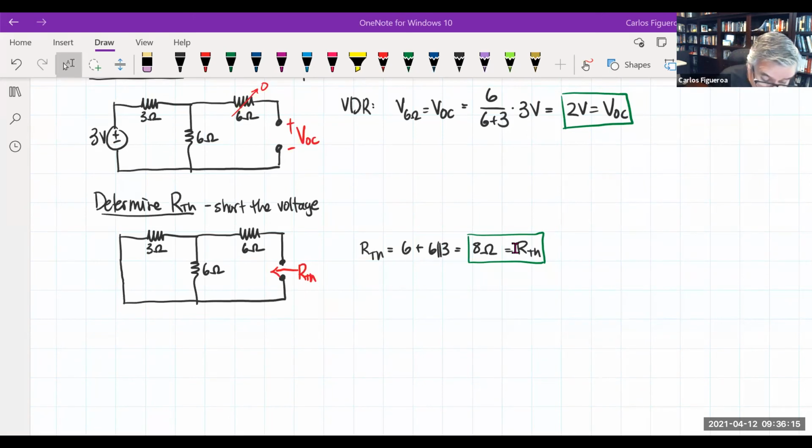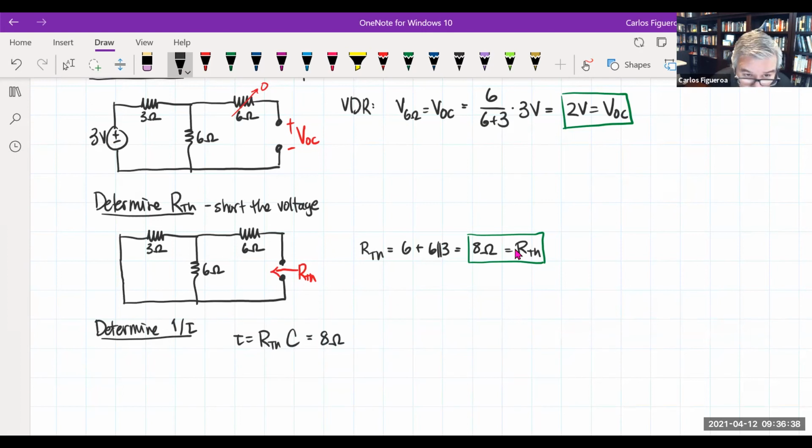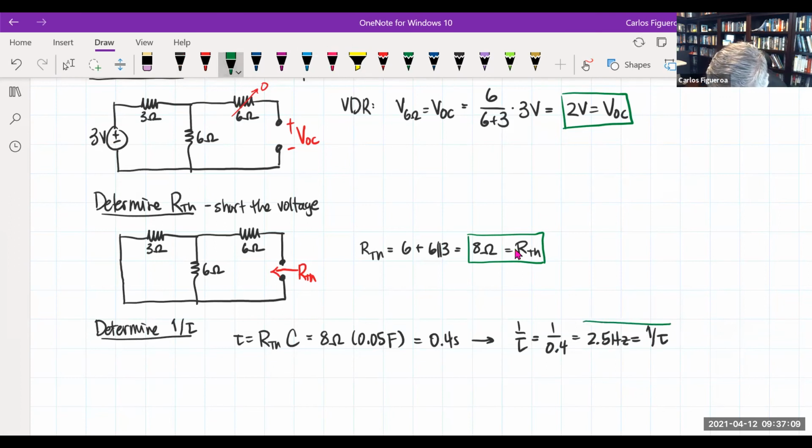So now I need my time constant. I'm going to determine 1 over tau. I know that tau is RTH times C. We just calculated RTH, and the capacitor is 0.05 farads. When I multiply these, I get 0.4 seconds. This tells me that 1 over tau is going to be 1 over 0.4, which is 2.5 hertz. So now I have my 1 over tau value.